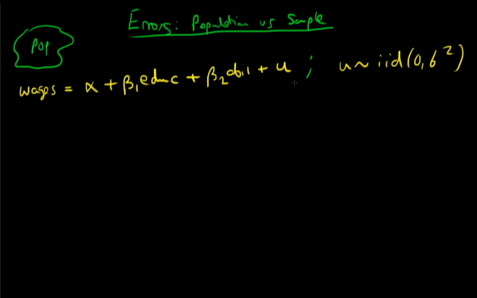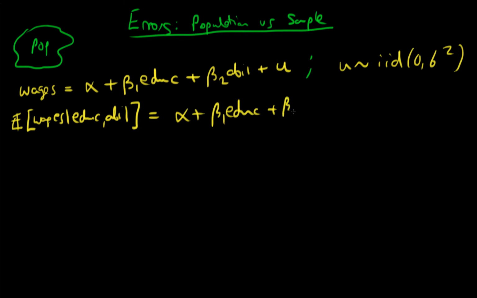variance sigma squared. The interpretation of this error becomes more obvious once you take the expectation of wages given someone's level of education and ability. If we take the expectation of this, we just get alpha plus beta 1 times education plus beta 2 times ability, where the expectation of our error is in fact 0. So you can see that this population error, U, is some personal idiosyncratic factor which is making someone's wages either above or below average.